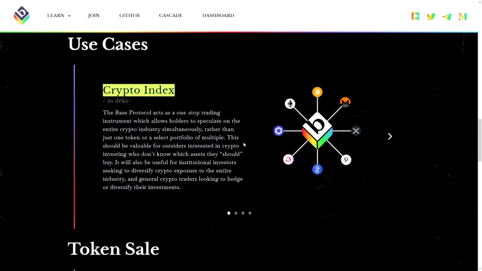So if you believe in the crypto market and that the crypto market is going up, but you want to be shielded from those big swings, well, then base token could be the answer. But keep in mind, we are still very early in this project. This aspect that we just discussed, this wonderful idea of a crypto index, will only happen if the project matures.